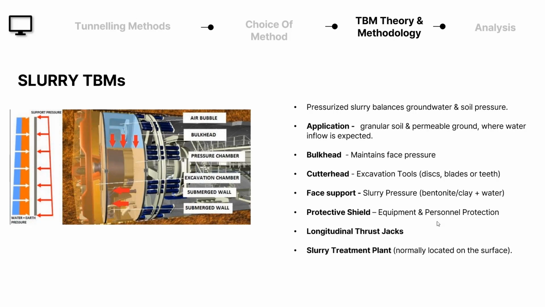Then there is a protective shield to prevent the entire machine from the soil caving in from all sides. Then the thrust jacks provide the longitudinal thrust to push the machine forward. Then there is a slurry treatment plant on the surface.